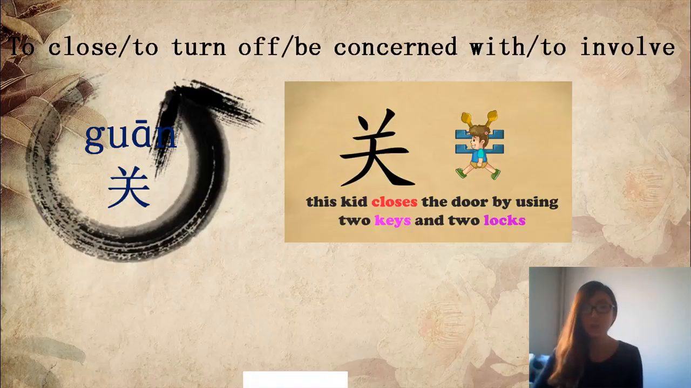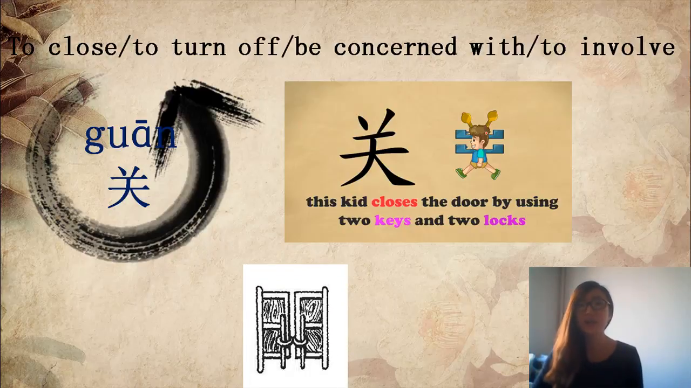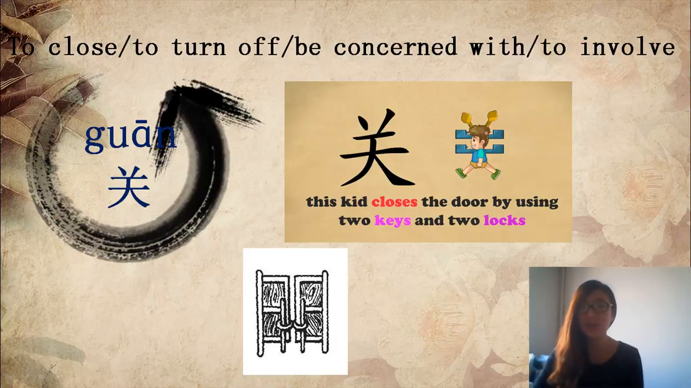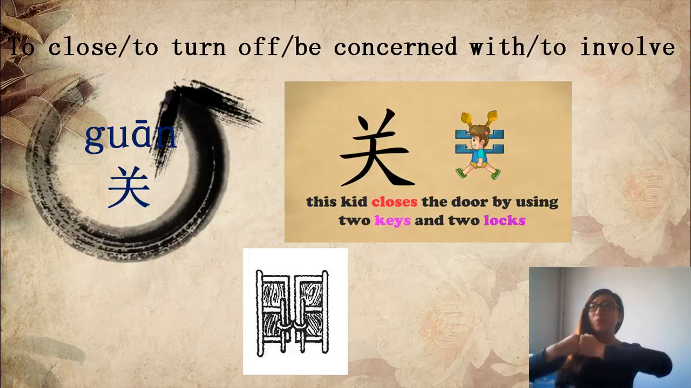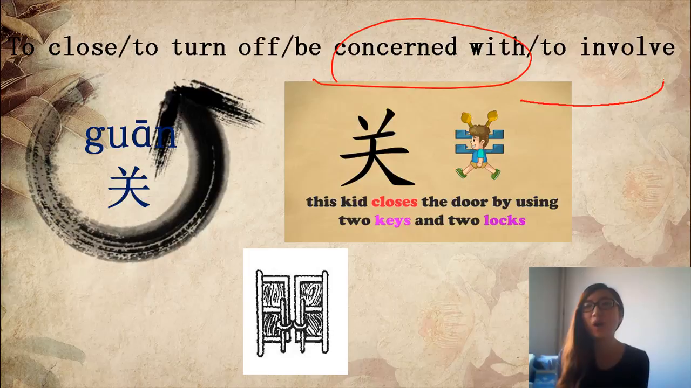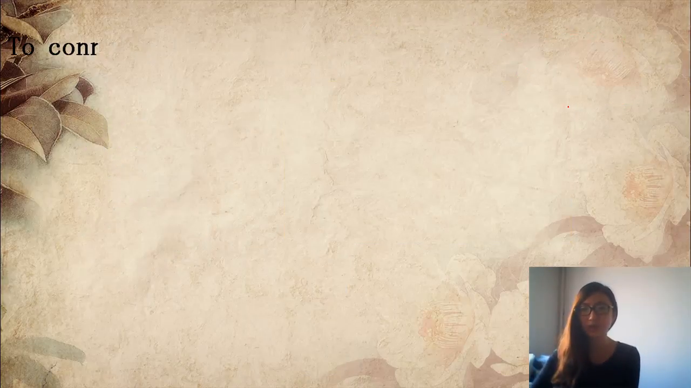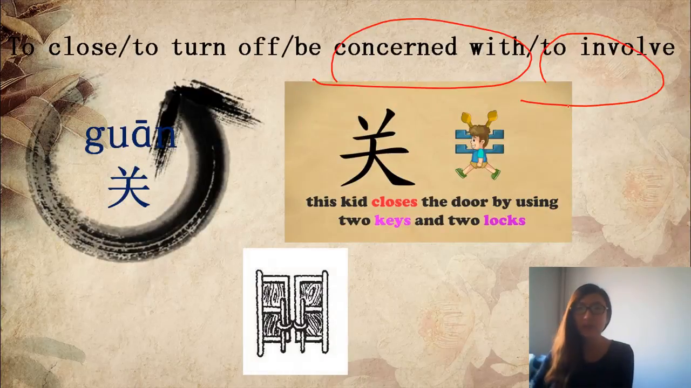Okay, and we will look at this picture. It's an ancient door and it is closed. And when it refers to a person, if you think about a person who is like this, they must be very close. So this one is related to close. Also, if you are close with this person, you must be concerned with the person and involved in their lives. So this character also means to concern with, to involve.